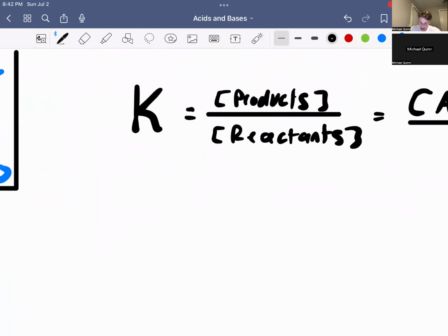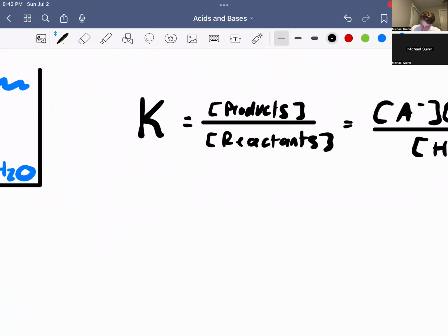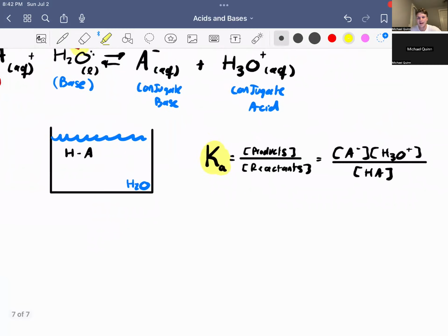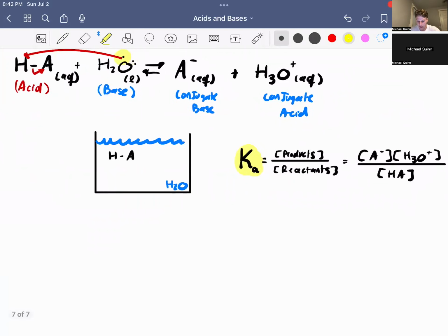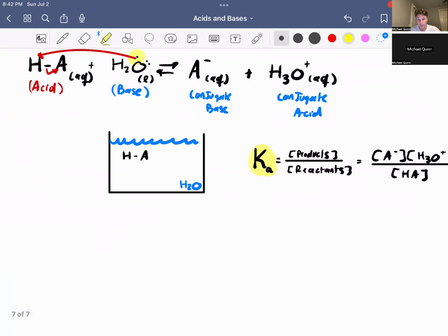This K has a special name. It is called Ka. It is still products over reactants. It is still simply a ratio of our products concentration over our reactants concentration at equilibrium. However, it is given the special name Ka, A for acid, to tell us that this specific equilibrium constant is for an acid reacting with water to form its conjugate base and hydronium.